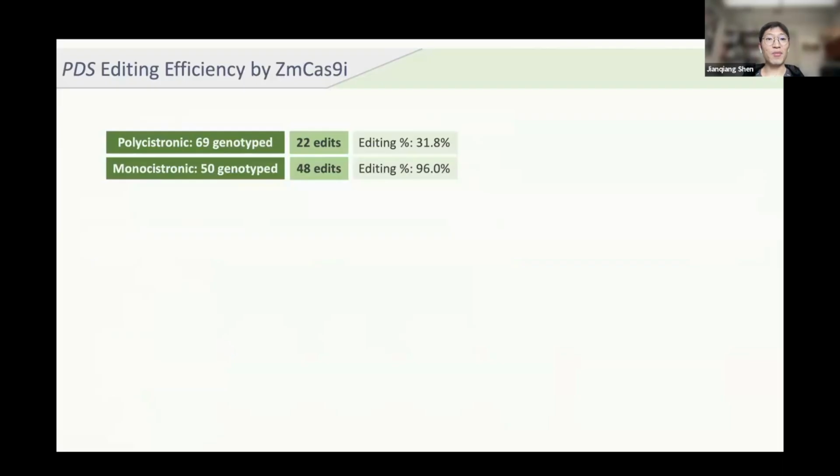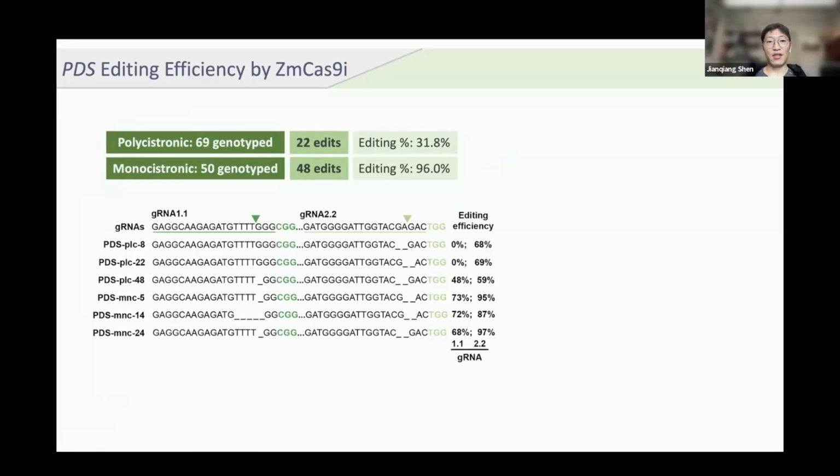By genotyping them, we got about 22 edits out of 69 genotyped transgenic plants, and the editing efficiency for polycistronic is about 32%. For monocistronic, it's even higher. It almost reaches up to 96%. Here, take a close look at the genotype: the majority of them are one base pair or two base pair SNPs.